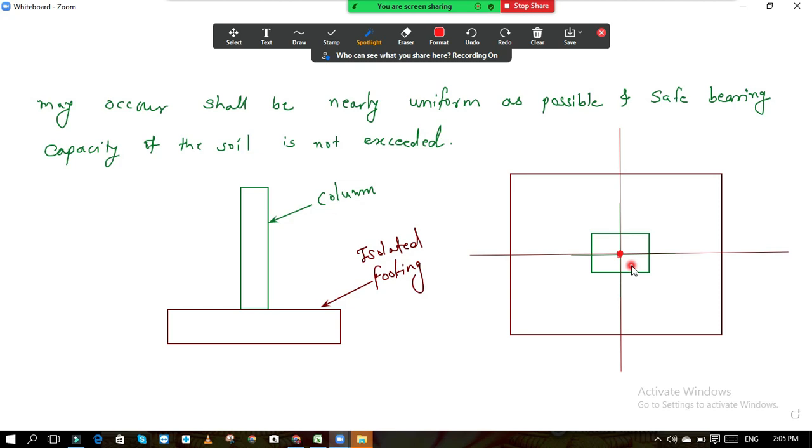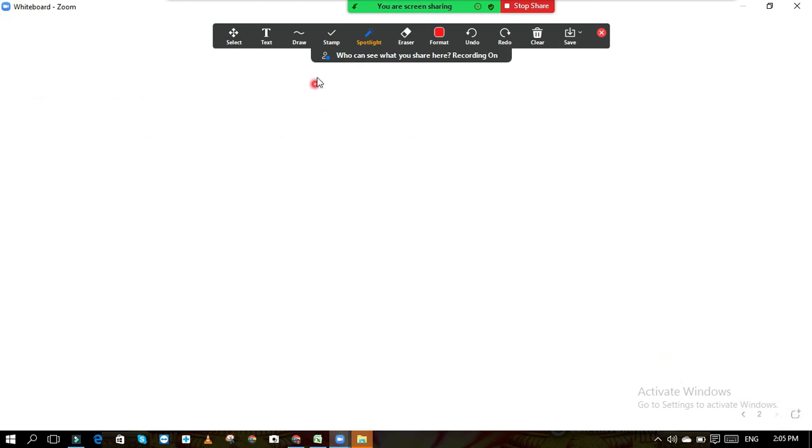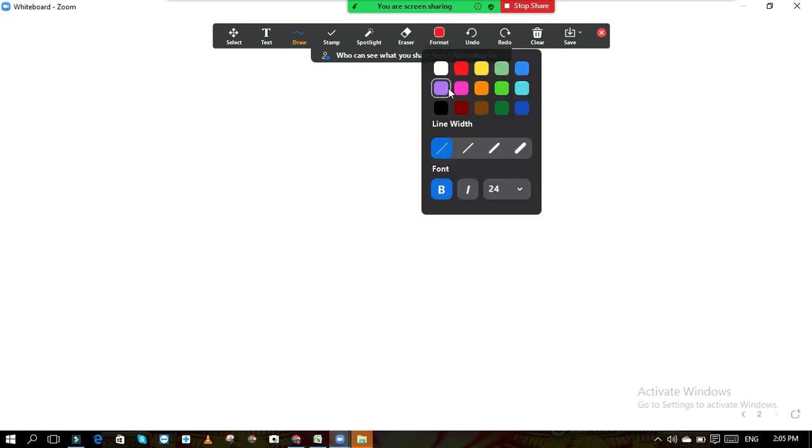When the CG of the column doesn't coincide with the CG of the footing, there will be eccentricity, and due to eccentricity your moment is increased, and that moment is P into E. That increased moment you should also consider while doing the design. Okay, so this is all about the footings. Now we will take one numerical, and side by side we will see the design procedure while solving it, so it will be clear to you how to design.